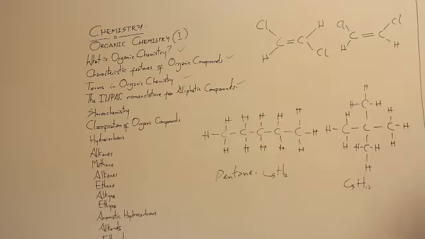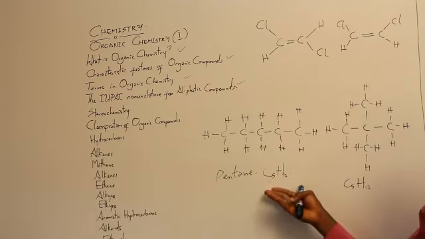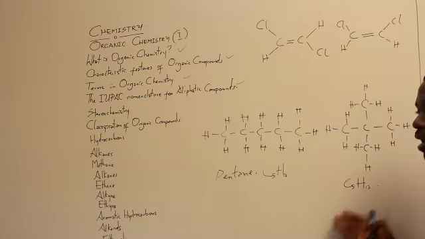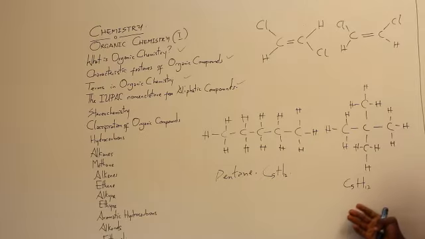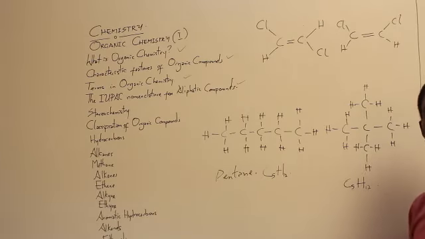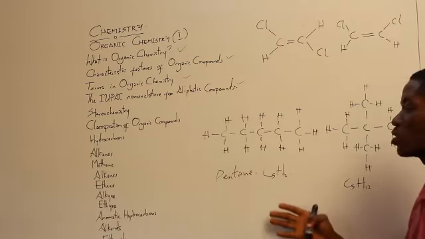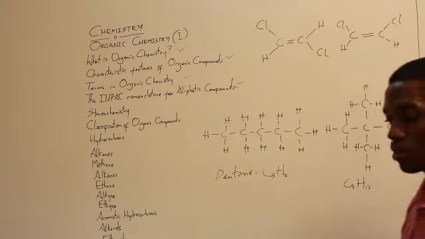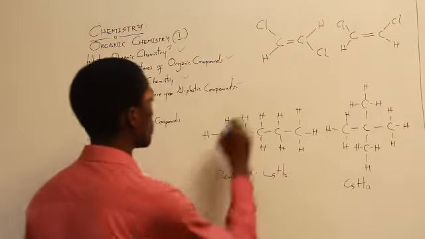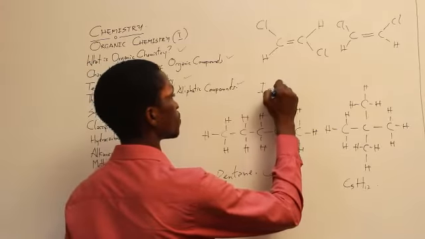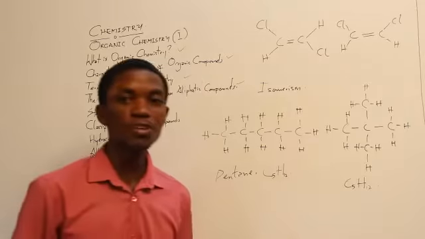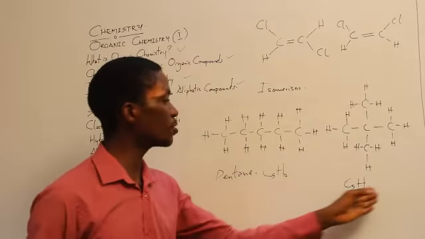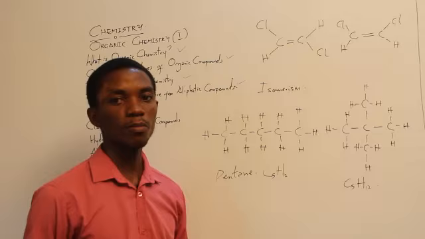So we can see these two different structures have the same chemical formula. They have the same molecular formula, C5H12, but they are not the same compound. This is the situation we call isomerism, where we have two different structures and they are giving us the same molecular formula.